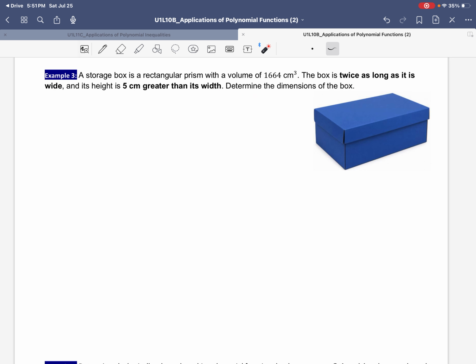So as we read the problem, notice something important. All 3 dimensions of the box, length, width, and height, are related to the width. The length is described in terms of the width, and the height is also described in terms of the width. So it only makes sense to let the width be W. And then we'll express the height and the length in terms of the width. So we're going to write a let statement first.